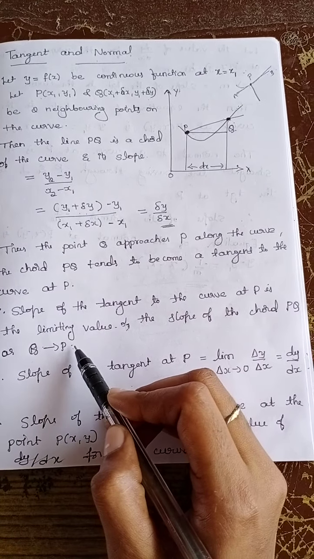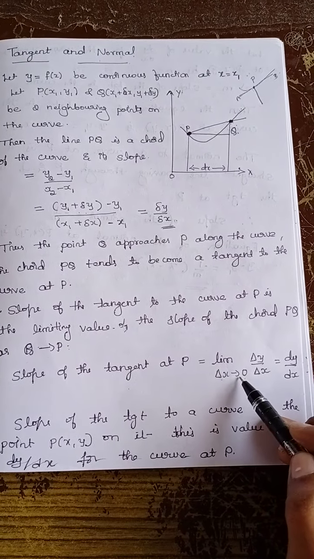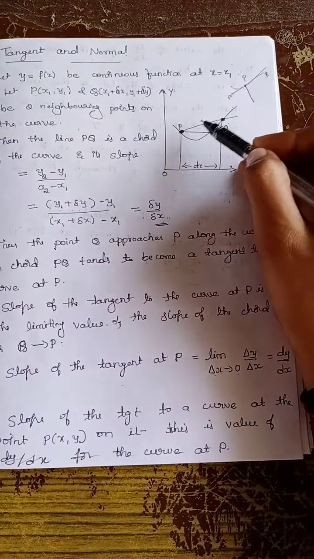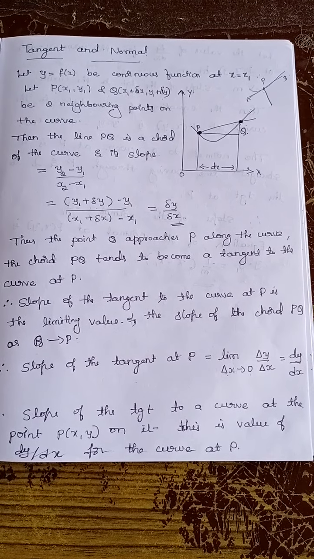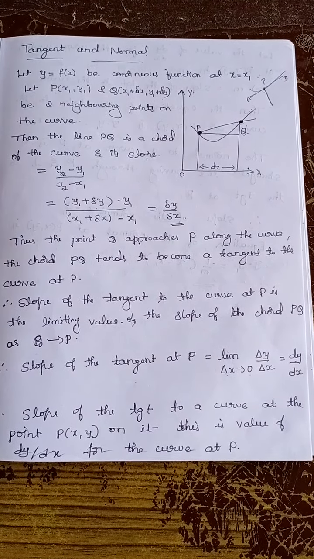When Q approaches P, the slope is the limiting value of the function, that is the slope of the tangent at P is equal to limit delta x tends to 0 of delta y divided by delta x, that is dy by dx. Delta x tends to 0 means Q approaches P. Therefore, the slope of the tangent to a curve at the point P(x, y) on it is the value of dy by dx for the curve at P. This dy by dx is called the slope of the tangent, denoted by m.